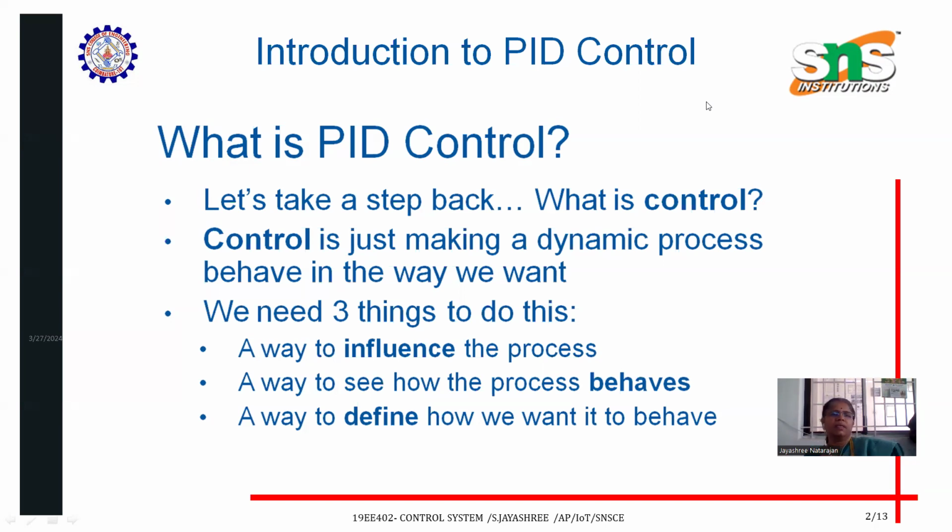Let's take a step back. What is a control, right? Control is just making a dynamic process behave in the way we want. So what is control? To whom are we controlling? We are controlling any quantity. We can control any quantity, right? So control is just making a dynamic process behave in the way we want.